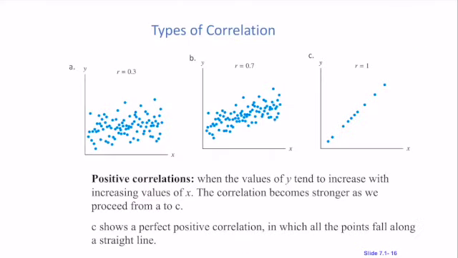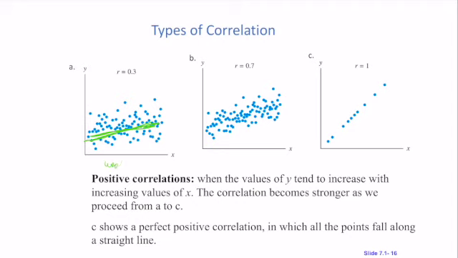So there are several types of correlation. The first correlation is going to be positive correlation, okay? This is when the data values of y increase with the values of x, okay? So as we can see in A, it looks like our values are going up a little bit, but not a ton, right? So this is what we would call a weak correlation.